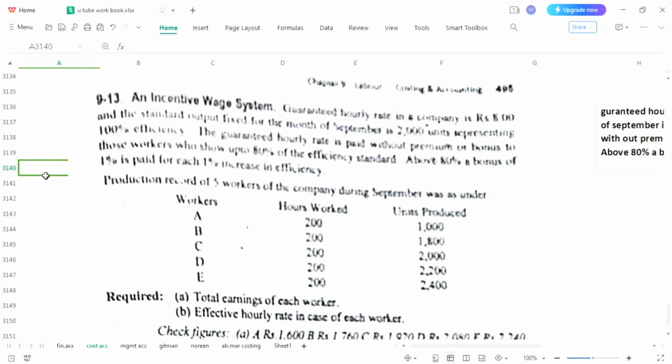Hey guys, hopefully everyone is doing well. Today's target is to solve question number 9.13. The chapter which we are related with is labor costing.